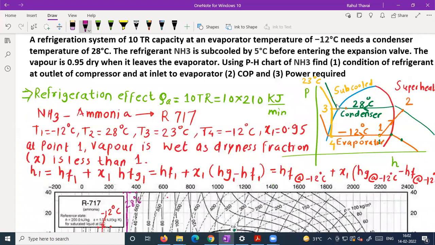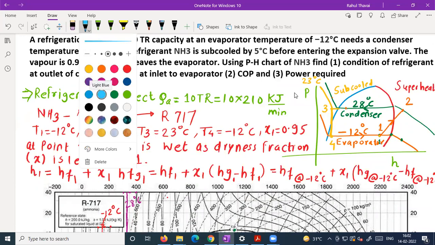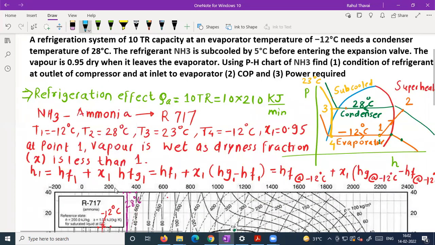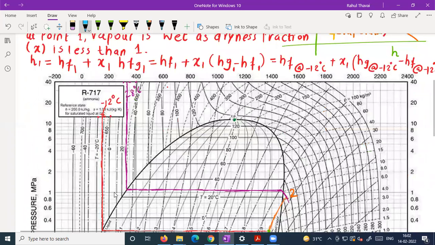You can see point number 3 where it is. Point number 3 is at 23 degrees Celsius. So I will get point number 3 at the intersection of this line as well as the 23 degrees Celsius line, right? So now I'll just plot that point. Okay, 23 degrees Celsius line I will plot now. This is 28. Right, so 23 will be just close.